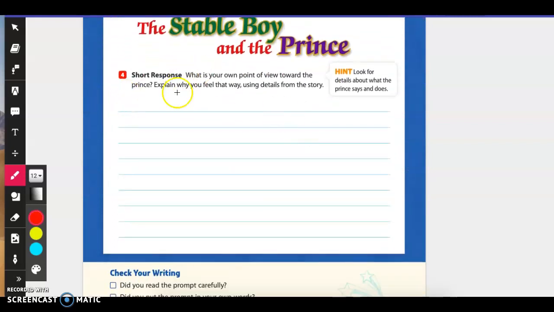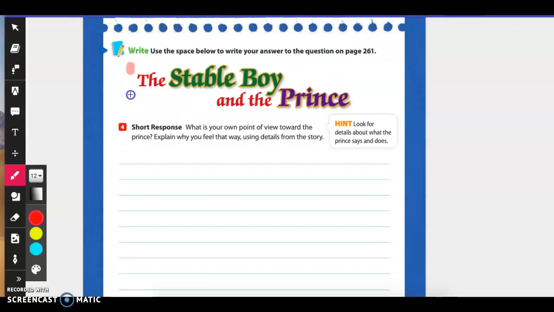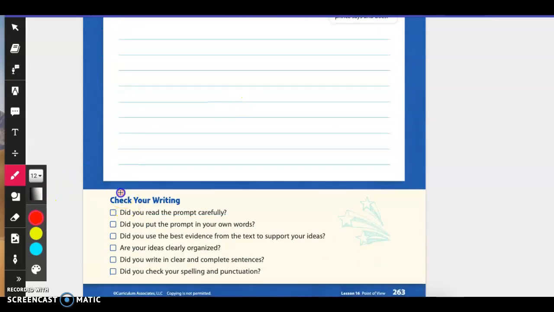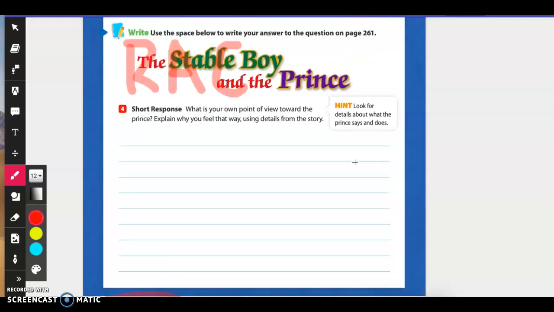So here you would start your short answer question. Be sure you restate the question, answer the question, and cite evidence from the story. So give me examples of how you know your answer is correct. You'll make sure you want to check your writing when you finish. And I would like for you to please send a picture of your short answer question to me.